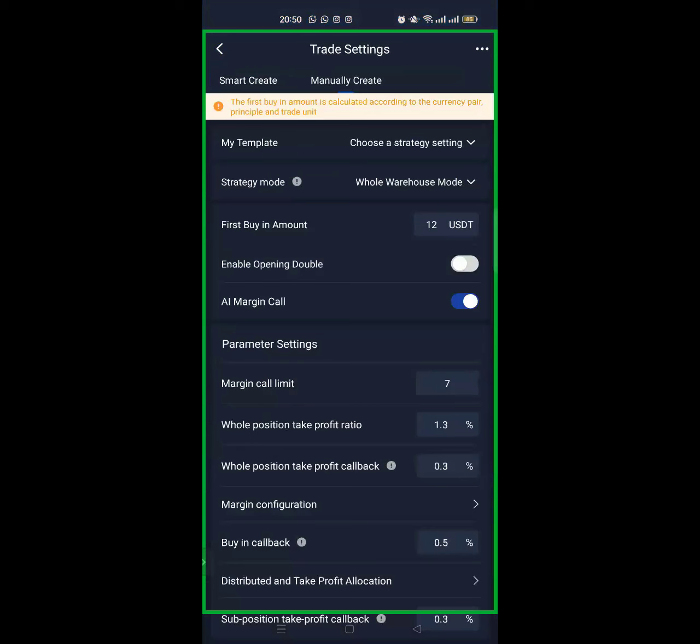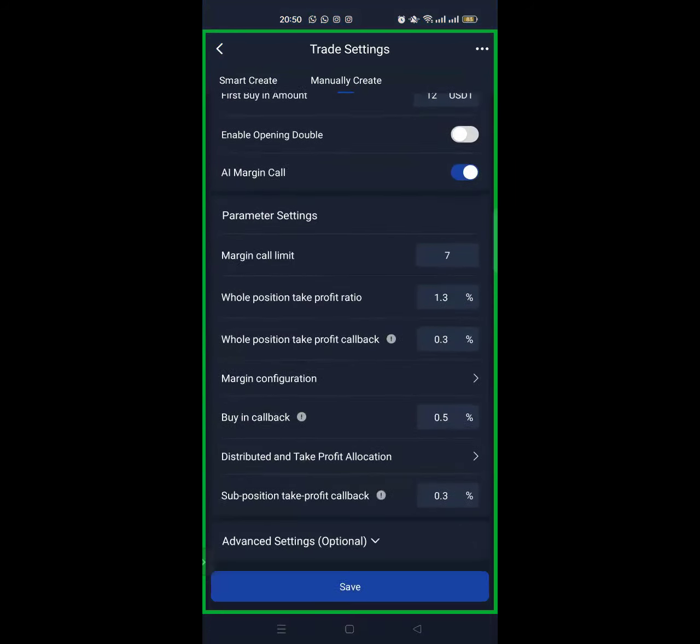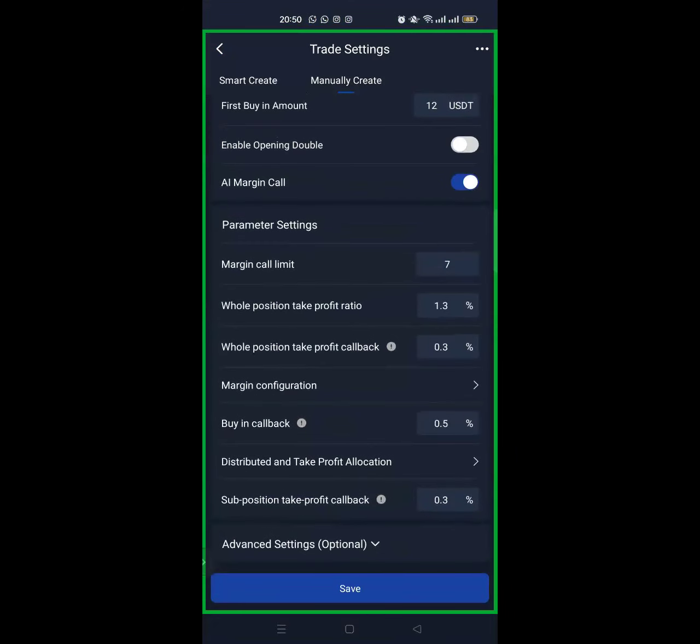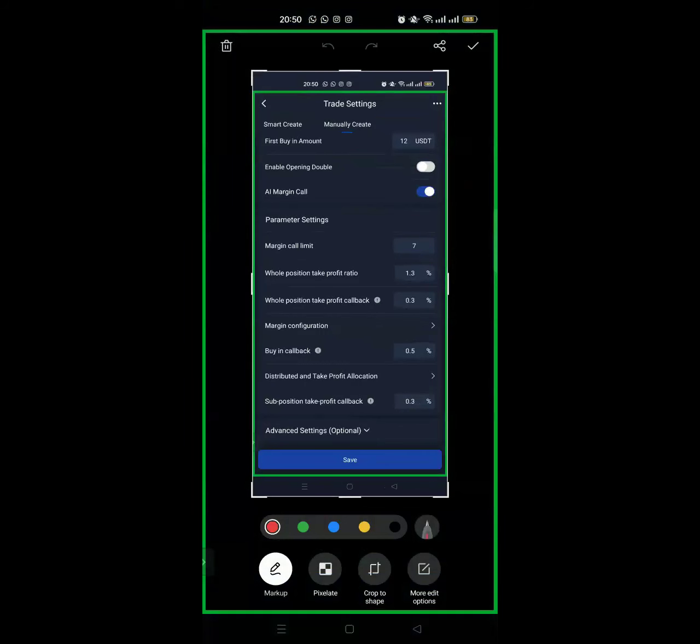All right. Okay. So this is the Royalq app, and this is the trade settings. This is where you have trade settings, and this is where we have the 3 callback functions. A very, very amazing function. So now, let me highlight the 3 functions. The first one is hold position, take profit callback. That's the first callback function. And then the second one is buy in callback. And then the third and last one is sub position, take profit callback.